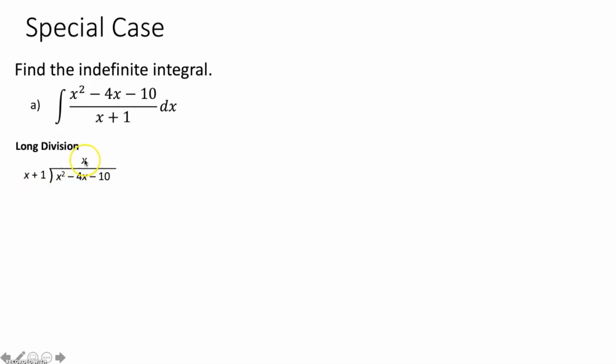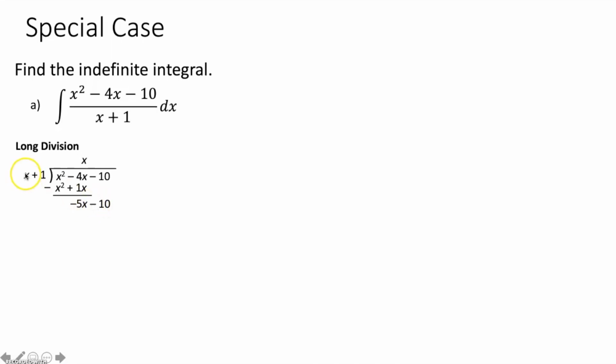Now, I'm going to distribute the x to the x over here and to the 1, and I put that product underneath these first two terms. Now I need to subtract, just like I do in normal division. What's x squared minus x squared? Those cancel out. That's what's supposed to happen. Negative 4x minus 1x is going to be negative 5x. We put that difference right here. Then we're going to bring down this negative 10 and repeat the process.